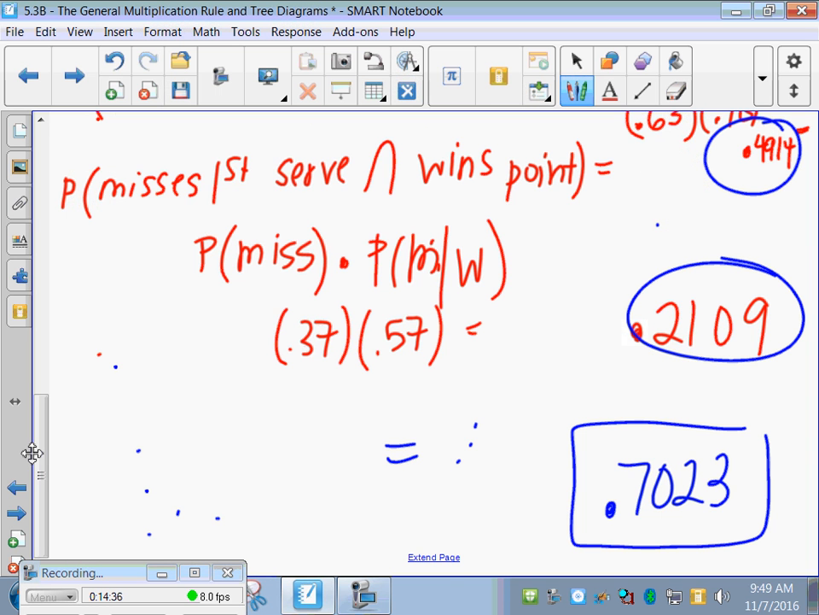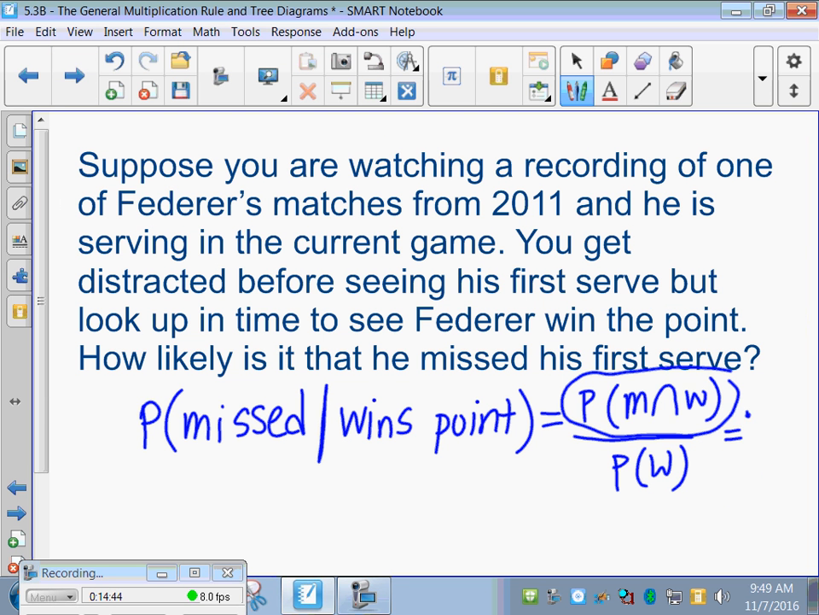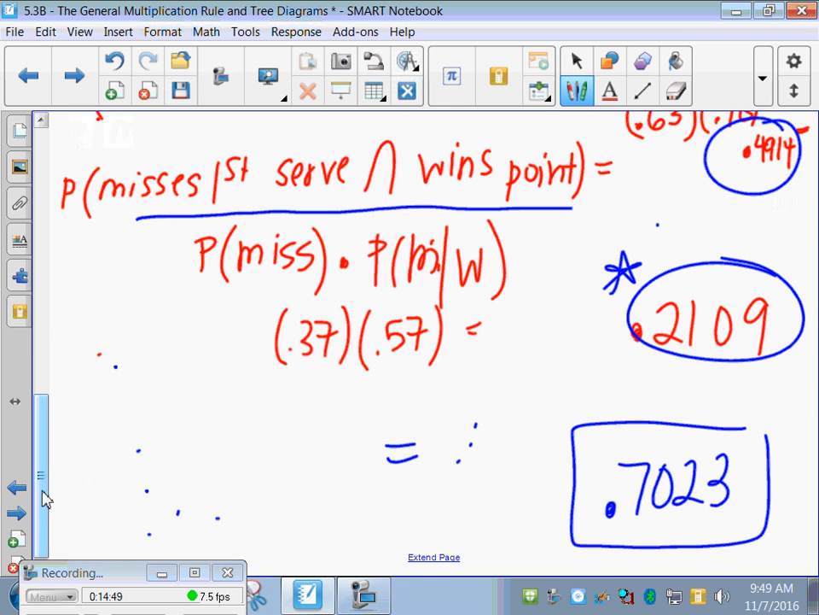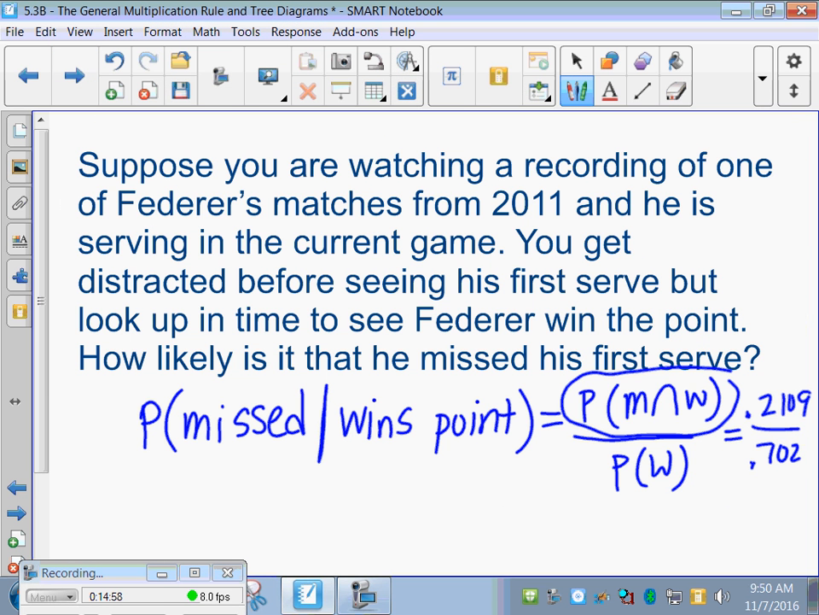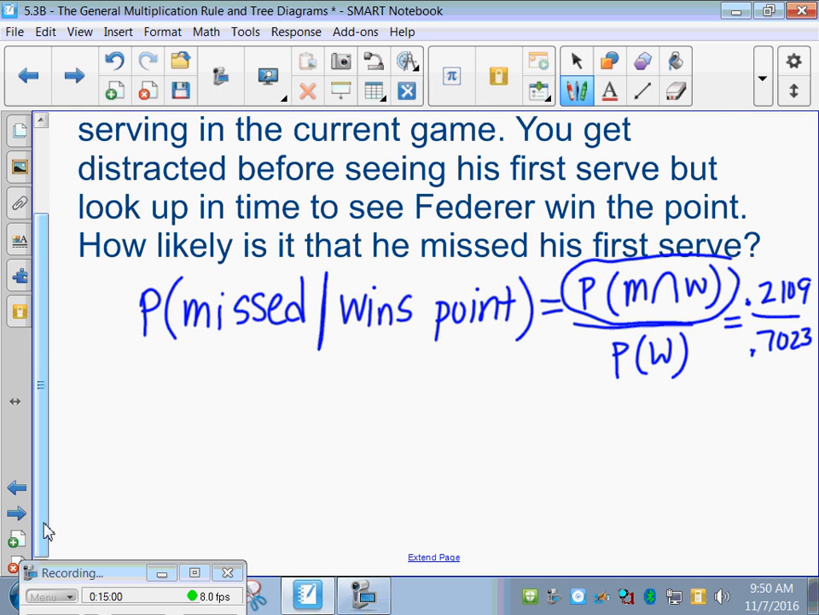Donovan? Right here, okay? We just found that. Misses first serve and still wins point. So that's 0.2109. That goes in the top, divided by the probability of winning. Well, we just found that too. The probability of just winning, whether he hits the first serve or not, is 0.7023. All right, so our conditional probability, what do we get on that? About 30%, 0.3003. So you would write a sentence: there's a 30% chance that he missed the first serve.